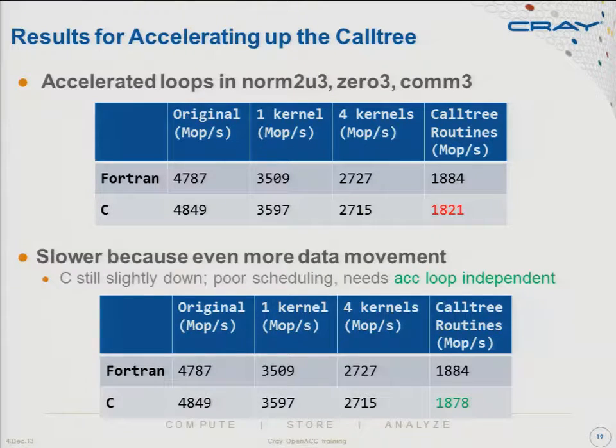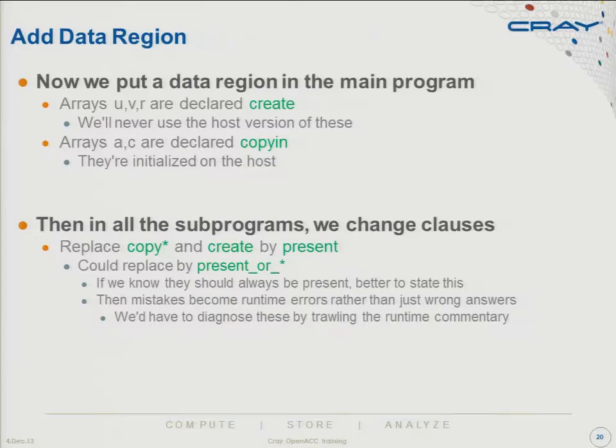Even worse performance, because I still don't have that data region, so even more kernels are shifting data. The C performance is slightly down. If I go in, in the COM routine, there's another place where I need to correct the scheduling. And again, the tar file shows you all of this. Now we go into the main program.